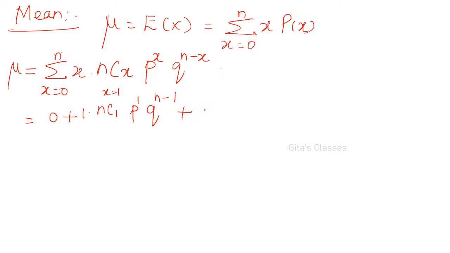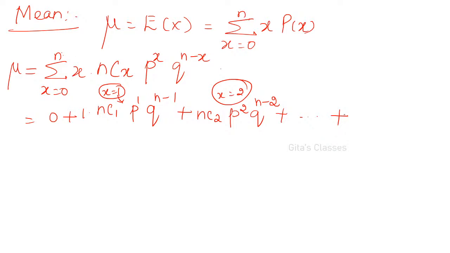Okay. Plus, this is for x is equal to 1, this term. When you substitute x is equal to 2, what will happen? nC2 into p squared into q^(n minus 2), and so on. Okay. Last term will be x is equal to n. For x is equal to n, what will be the value? n into nC n into p^n q^(n minus n). n minus n is 0.